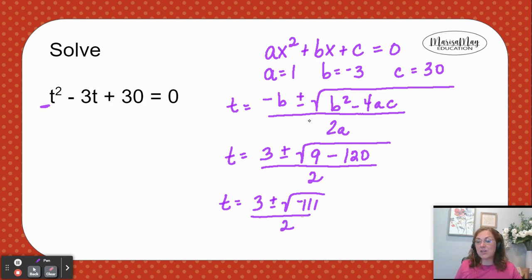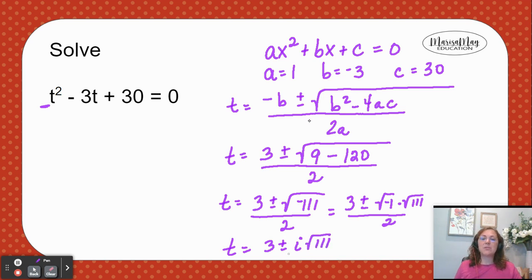Now, because of that negative under the square root, we know we're going to be introducing the imaginary numbers. So we have the square root of -1 times the square root of 111 divided by 2. Or we get that t equals 3 plus or minus i, since that's what the square root of -1 is, times the square root of 111, all divided by 2. And we would actually leave our solutions just like this, because we can't reduce that radical anymore.